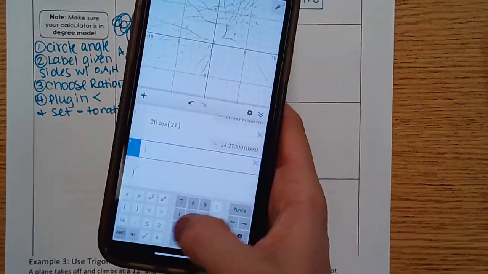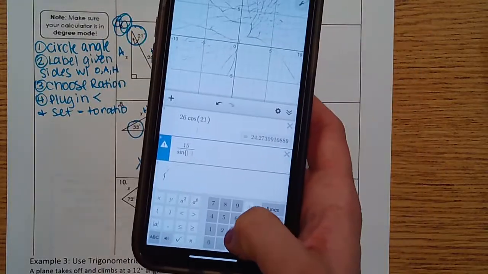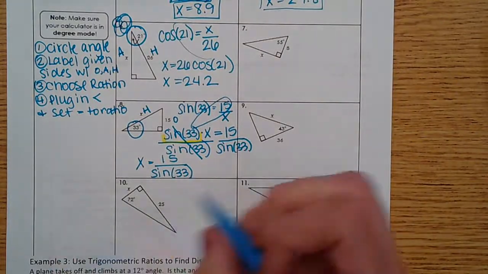So we plug it into our calculator just like that: 15 divided by function sine 33. I get 27.5.